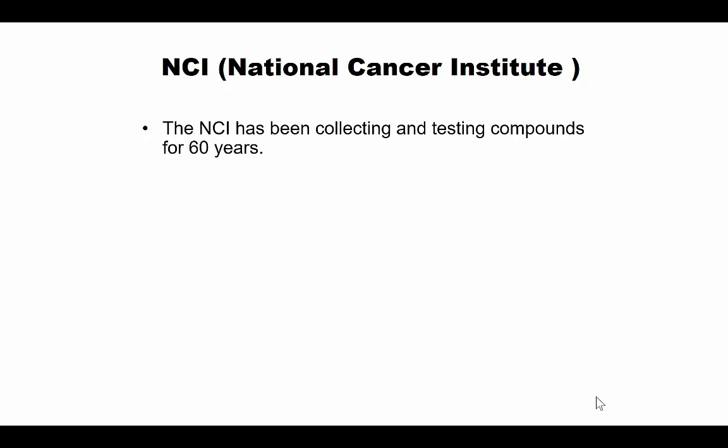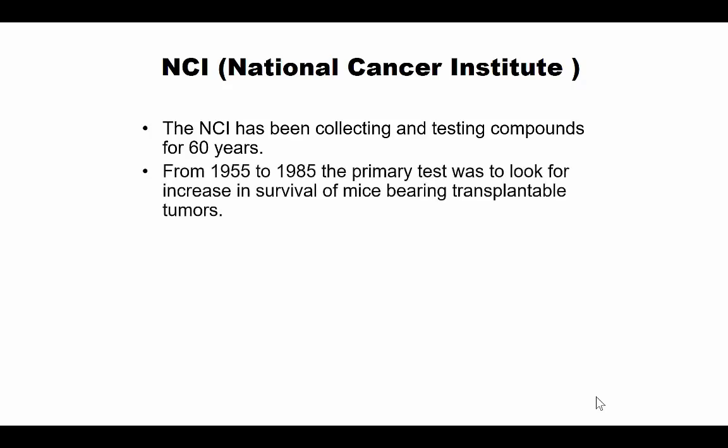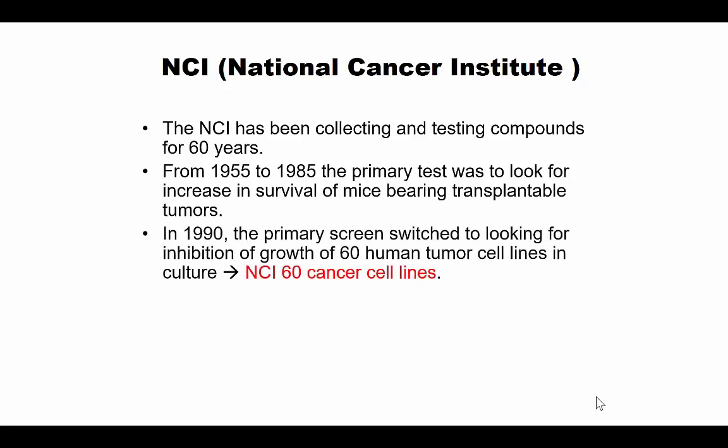NCI has been collecting many compounds from all over the world and then testing those compounds as a kind of academic service. In early stages, they tested the compounds directly in mice. Those mice had transplanted tumors, and they checked whether the compound could cure the tumor or whether it killed the mice as a side effect. But in a later stage, they changed this screening into 60 different human cancer cell lines. So this is the so-called NCI 60 cancer cell lines.